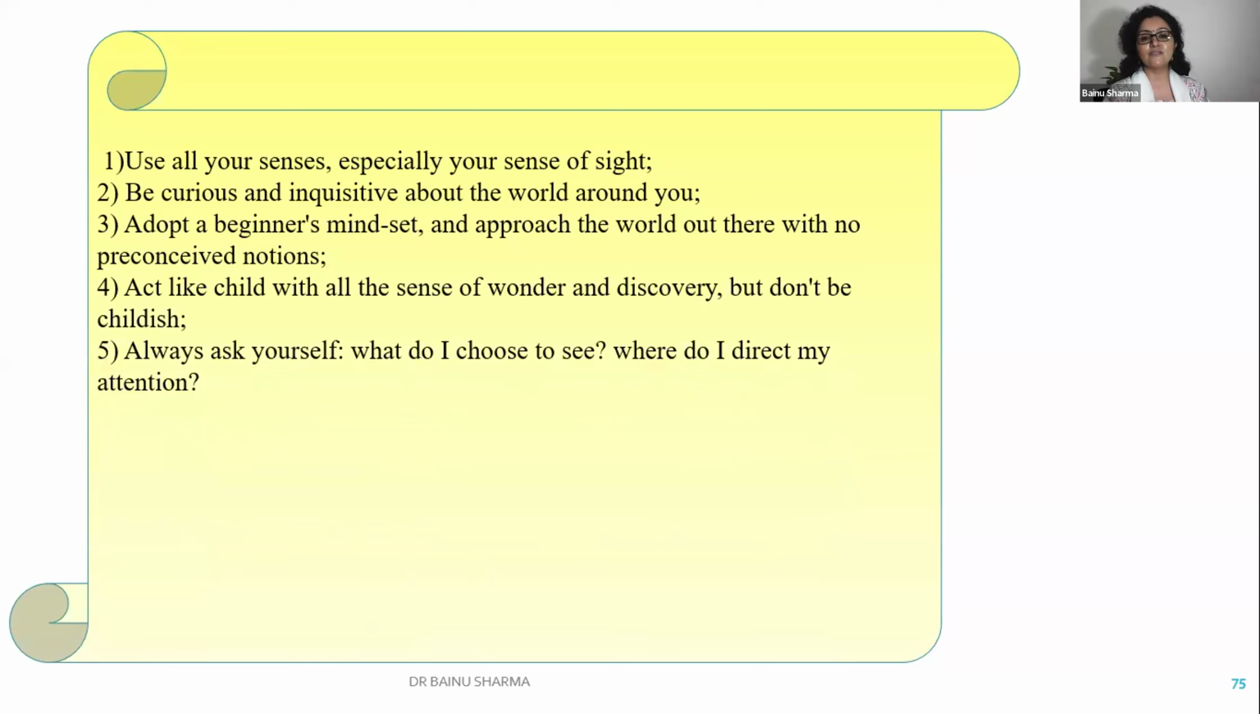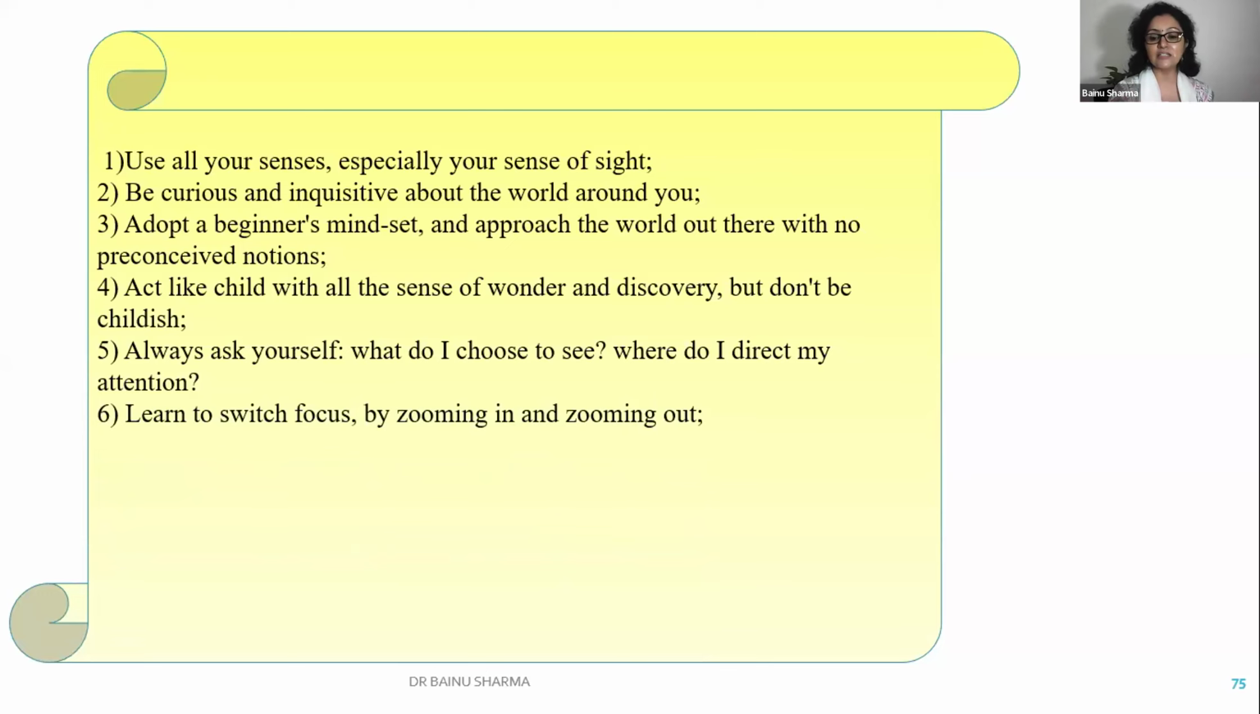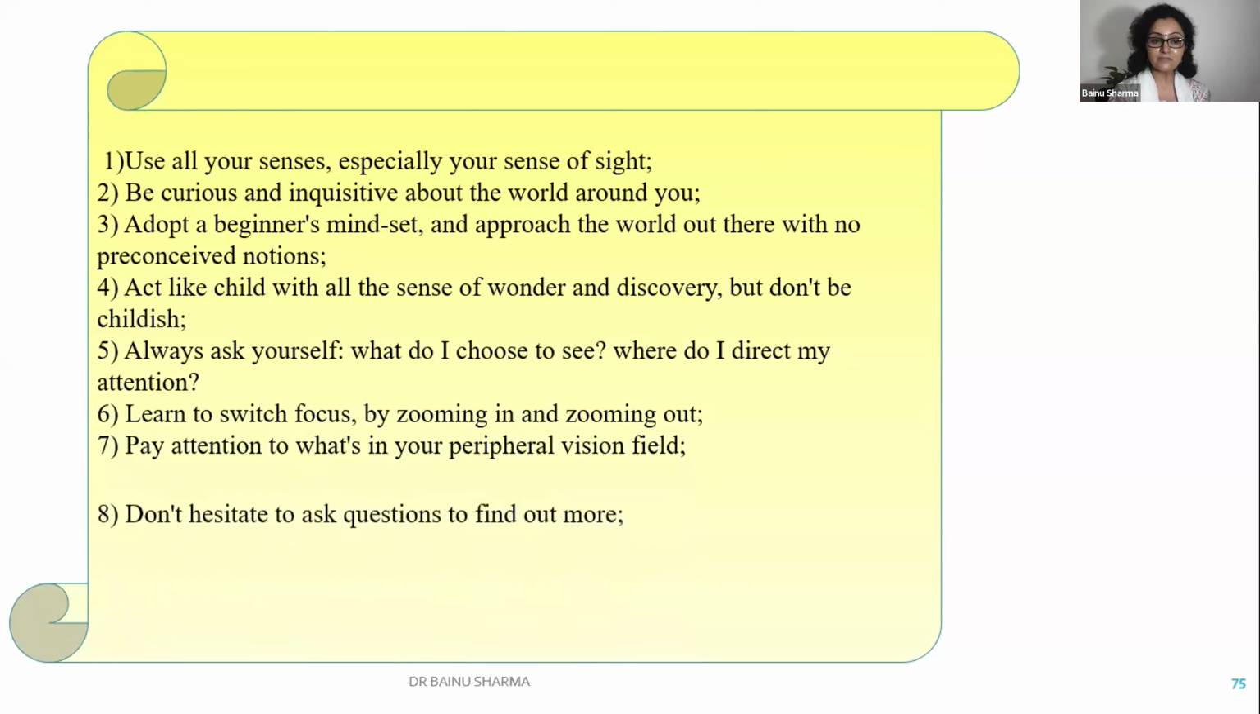Always ask yourself, what do I choose to see? Where do I direct my attention? Because eyes will not see what the mind cannot perceive. You will look at things which you only want to look at. So please ask yourself what you really want to look at. That is very, very important. Learn to switch your focus by zooming in, zooming out. Don't just stare at one thing for a long time. Pay attention in your peripheral vision also, because so many things will be happening in and around your surroundings.